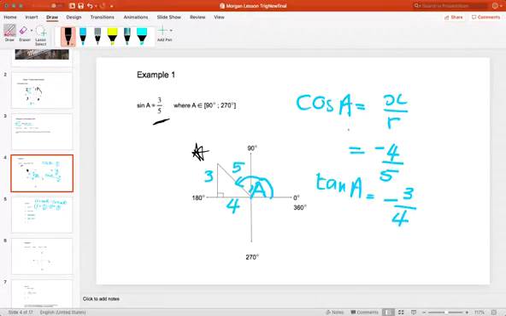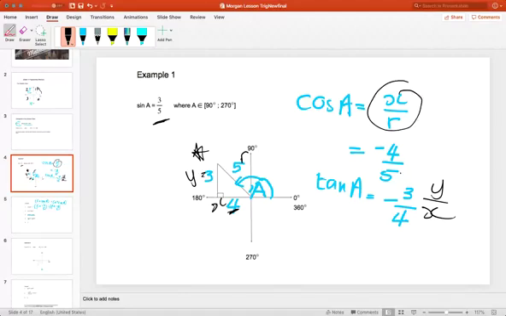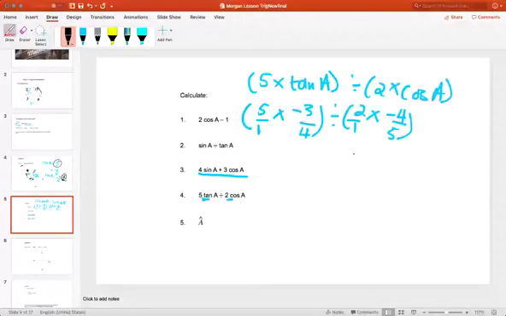So we worked out that cos was x over r, and our 3 was the y value. So we know that tan was y over x. And these are things that you need to know off by heart. So you need to know that x over r is the cos ratio, and you need to know that y over x is the tan ratio. And now we complete our steps.